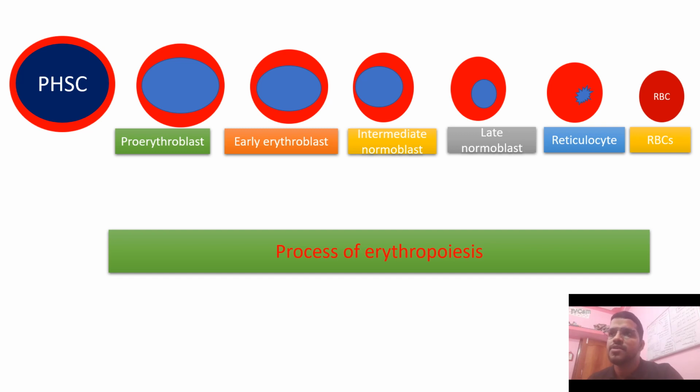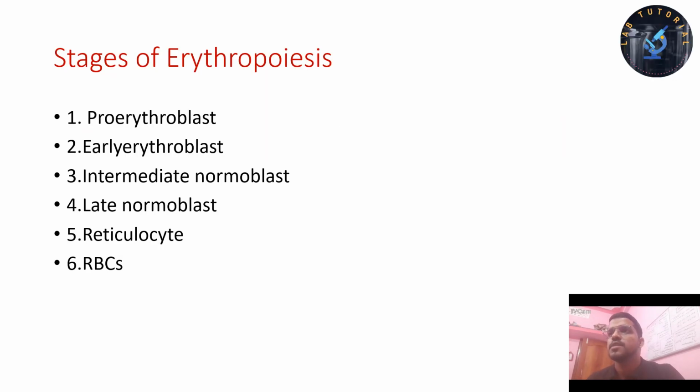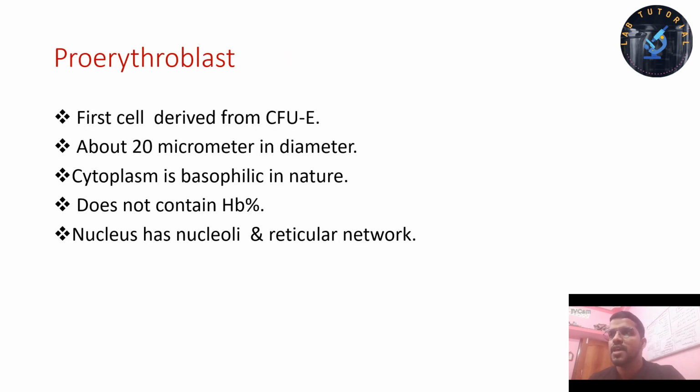The stages of erythropoiesis: the first is the pro-erythroblast. Second is the early erythroblast. Third is the intermediate normoblast. Fourth is the late normoblast. Fifth is the reticulocyte, and sixth is the mature RBC. Reticulocyte is also known as immature RBC, which has reticulin fiber. So the stages we already learned are pro-erythroblast, early erythroblast, intermediate normoblast, late normoblast, reticulocyte and RBC.